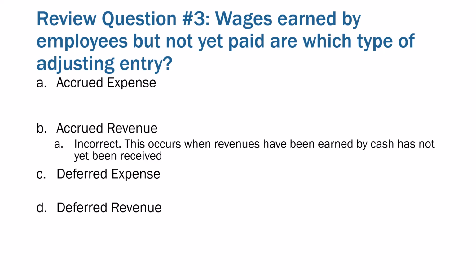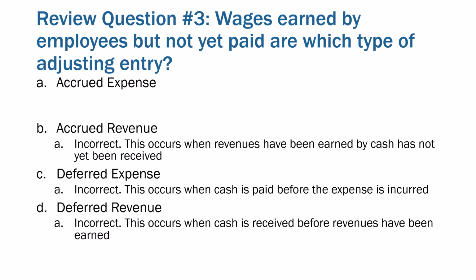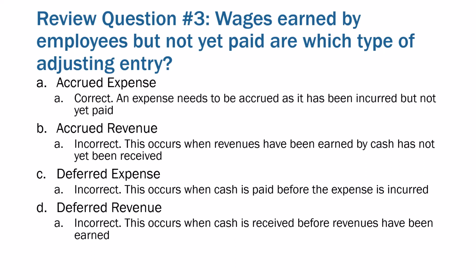All right, well, you can see that accrued revenue was incorrect. That's when revenues have been earned by the company and cash has not yet been received. Deferred expense is not correct, and that happens when cash is paid by the company before the expense is incurred. Deferred revenue is not correct. That occurs when cash is received by the company, but they haven't earned the revenues.